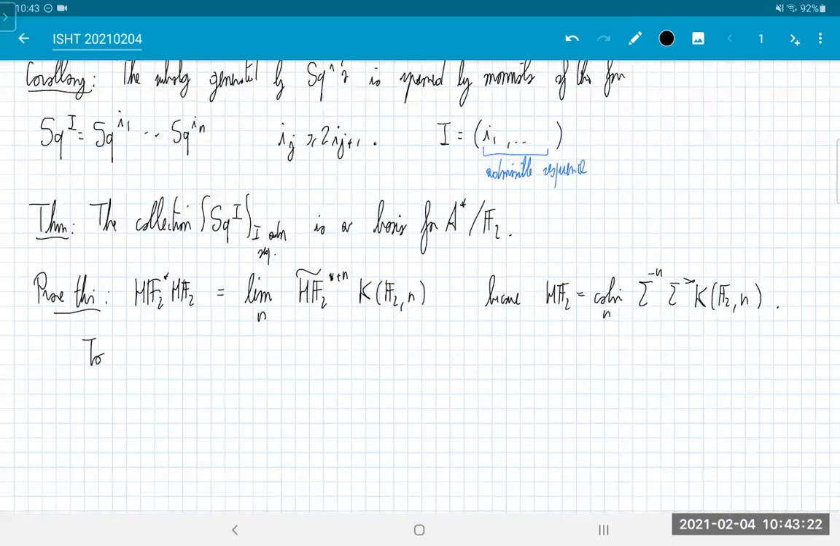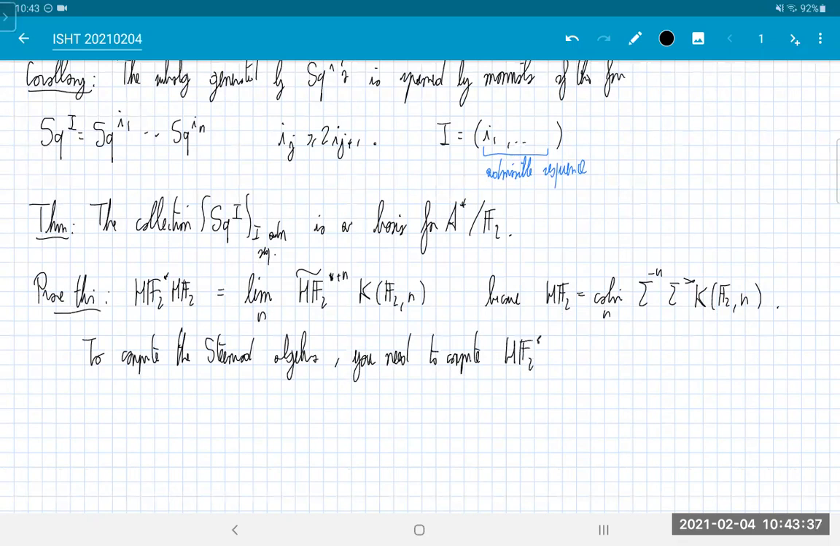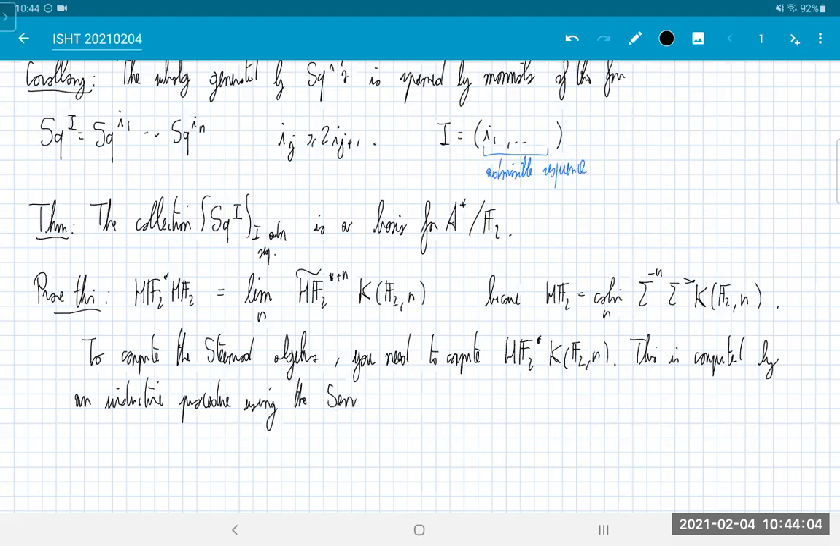So to compute the Steenrod algebra, you need to compute the cohomology of these K(F2,n) spaces, which is more complicated than the Steenrod algebra, actually, I thought not much more. And this is computed by an inductive procedure using the Serre spectral sequence. I'm sorry if I'm told that I shouldn't use the Serre spectral sequence for the fibration.